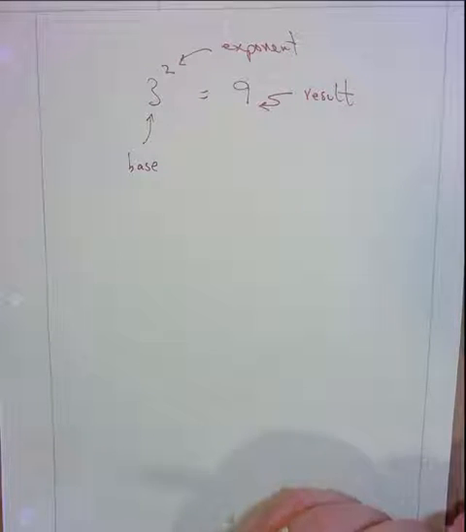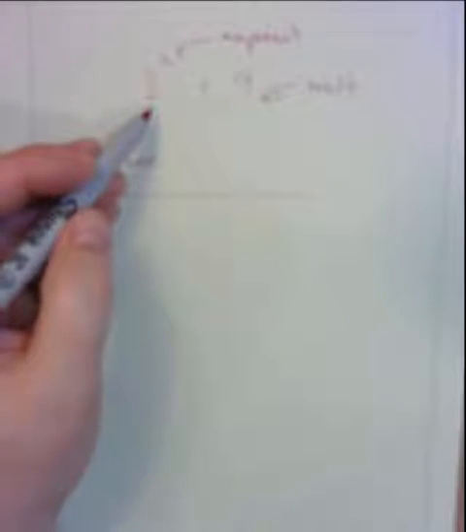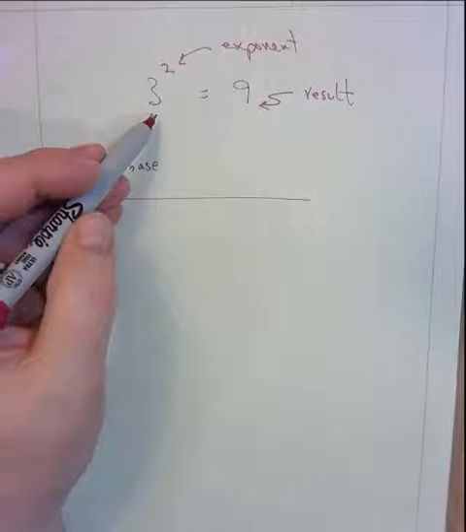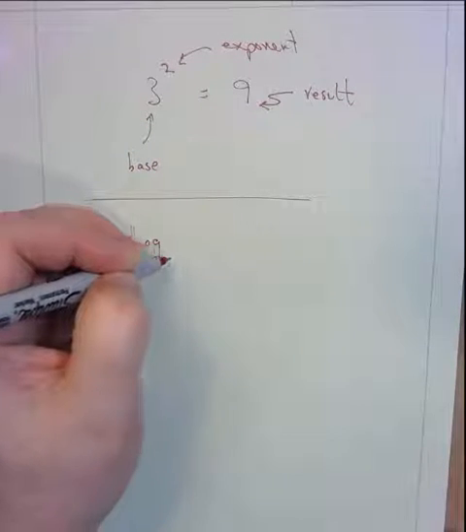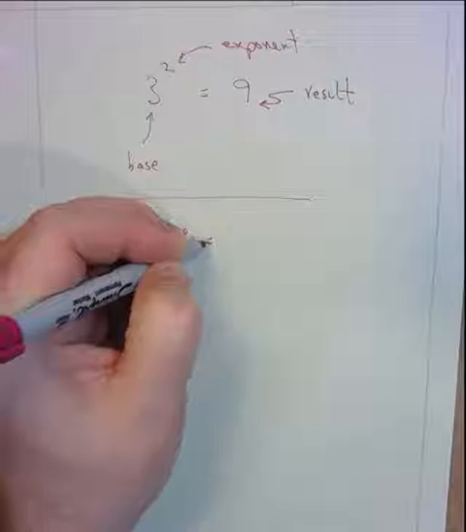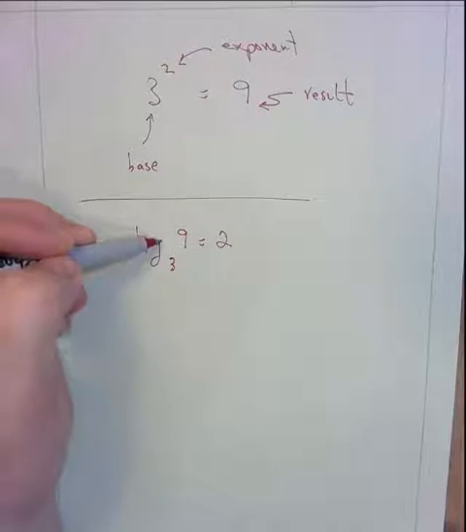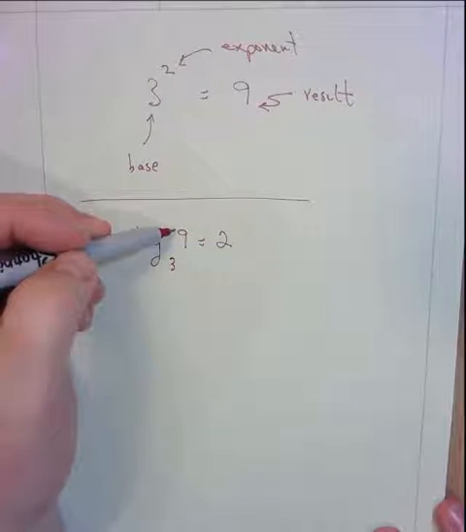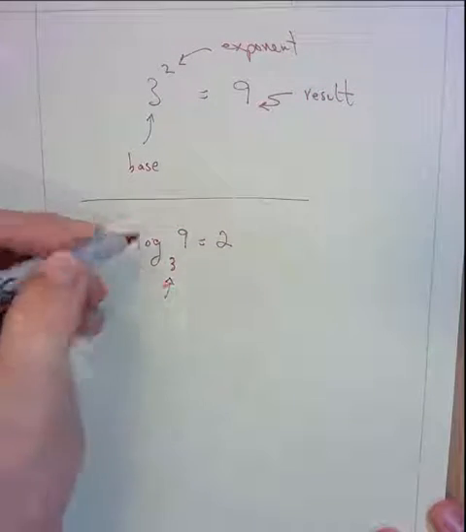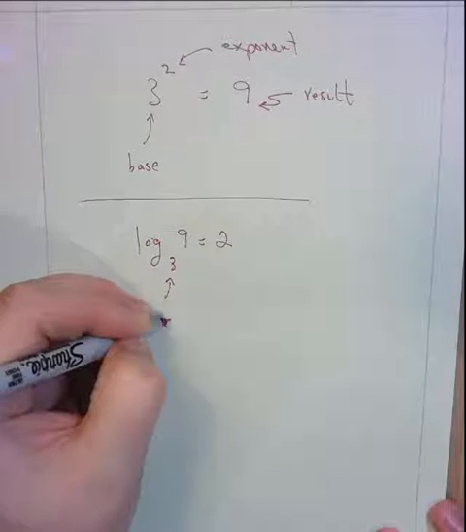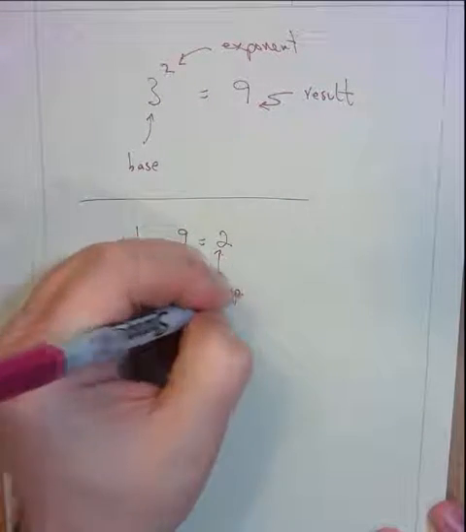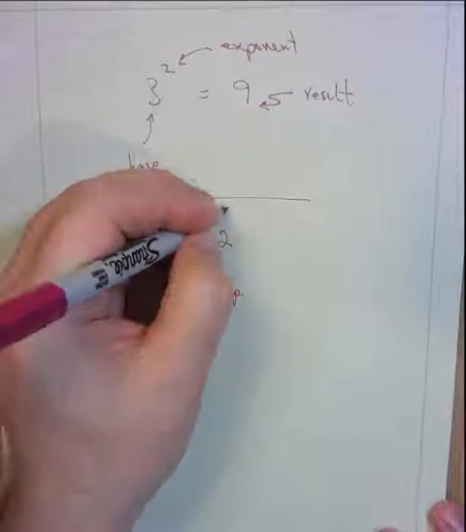There is a partner arrangement of the same information which tells exactly the same story, and this is called logarithmic notation. The counterpart to this expression in logarithmic form is this. Notice that the same three numbers are in the expression, 3, 2, and 9. They're just rearranged a little bit differently, but they tell the same relationship. Here's a base, here's an exponent, and here's a result.